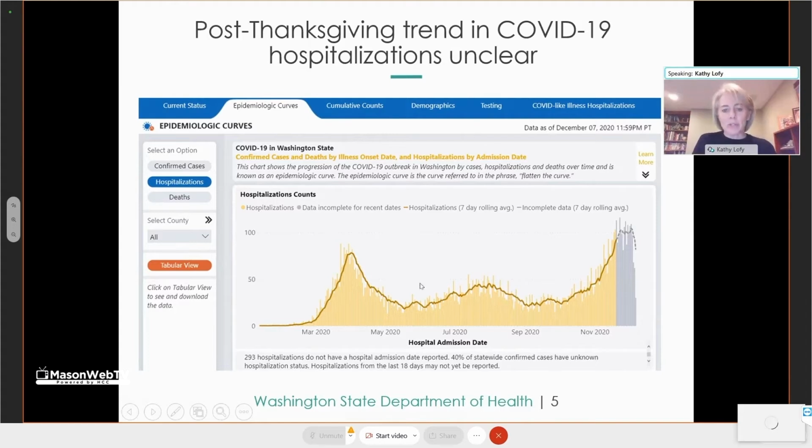The next graph shows patients hospitalized with confirmed COVID infection per hospital admission rate. Leading right up to Thanksgiving, we had a very steep increase in the number of patients being admitted to our hospitals every day. And again, it's a little bit hard to tell now what's going to happen in this region of the graph, since the data in this part of the graph is not yet complete. We're waiting for it to fill in. So I would say that post-Thanksgiving, it's a little bit difficult to know what our trends look like in both cases and hospitalizations at this time.